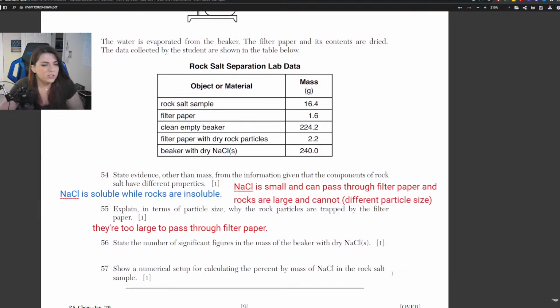56. State the number of significant figures in the mass of the beaker with dry NaCl. Okay, so they're asking you to look at this data right there, 540.0. The .0 has a decimal. My decimal is present. So I'm going to approach my number from the Pacific side. I'm going to find my first non-zero number and count everything that comes after it, no matter what. That is going to give me 4 sig figs.